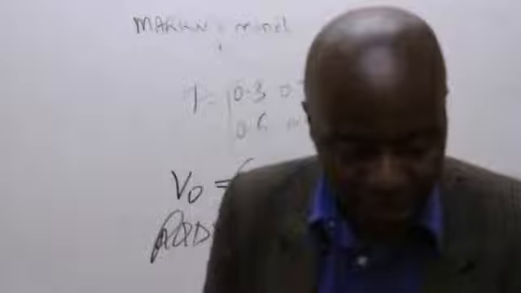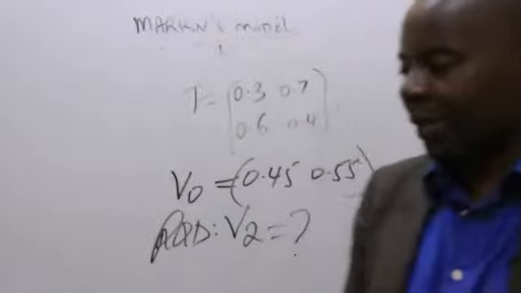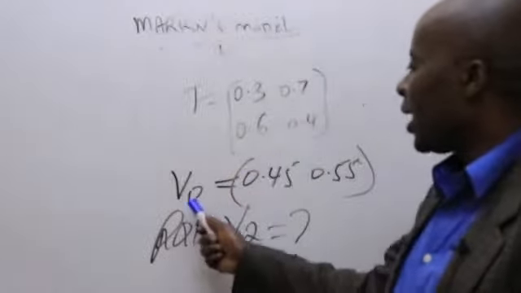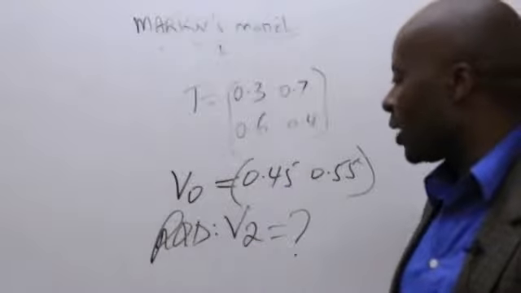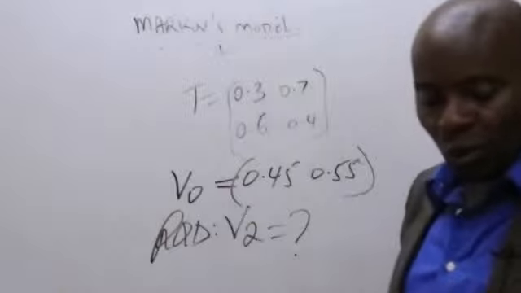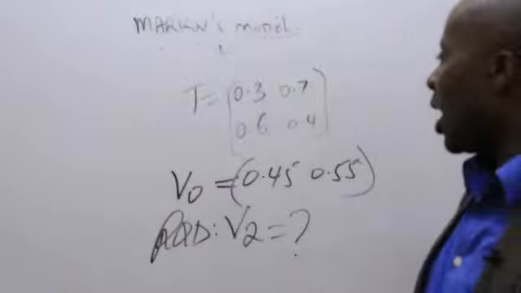So here, they want us to make predictions. They have given us vector 0. They have given us the transition, the T stands for transition. And then they want us to do the prediction. So how do we do this?